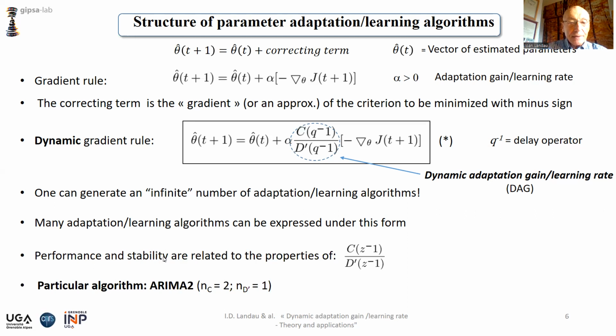The performance and stability of this type of algorithm are related to the properties of the transfer function characterizing the dynamic adaptation gain. And we will study at a certain point in particular the ARIMA2 algorithm, where the order of this polynomial was limited to 2 for C and 1 for D prime.